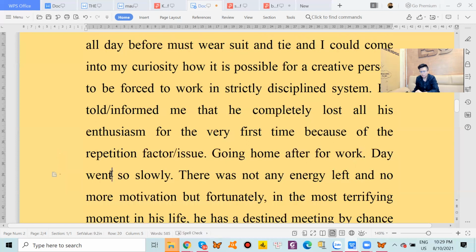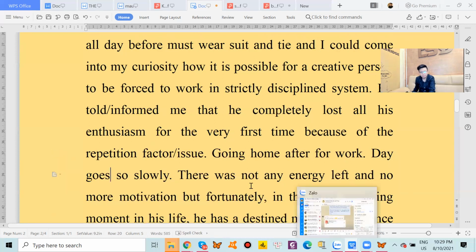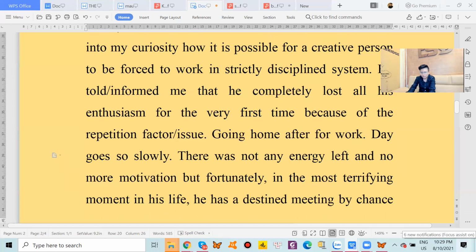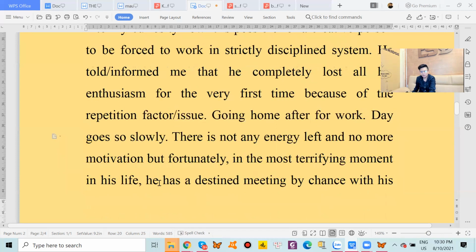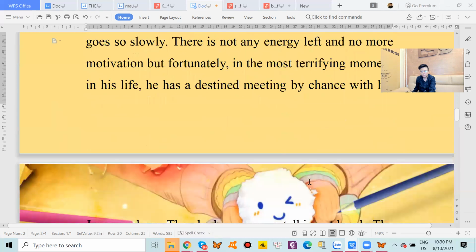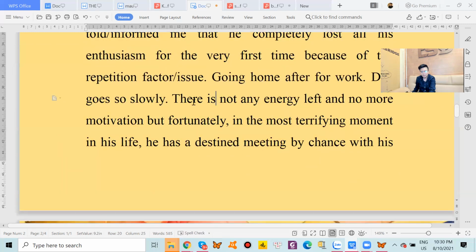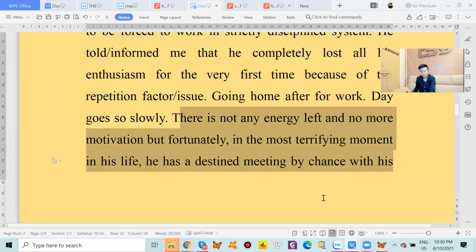They went slowly. No, no, no. They go slowly. There's a present signal. Though there is not any energy left and no more motivation. But fortunately, in the most terrifying moment in his life, he has a destined meeting by chance with his Japanese boss. So right here, let's practice the pronunciation because there are lots of words that you have pronounced wrong in your recording.